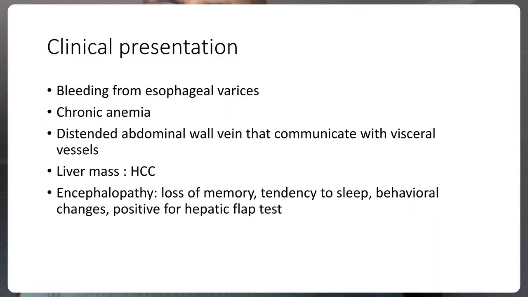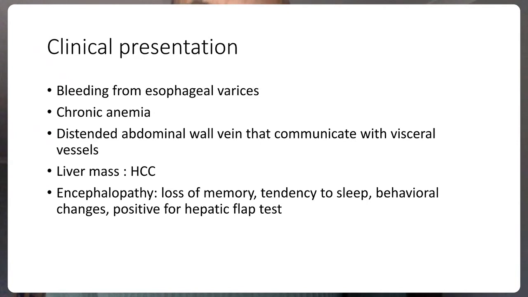Now we move on to the clinical presentation. How do we find out about them? They either present in the form of sudden variceal bleeding. They present with hematemesis as an emergency situation that needs to be treated with endoscopy and banding, in addition to beta blockers and an infusion of the somatostatin analog octreotide.